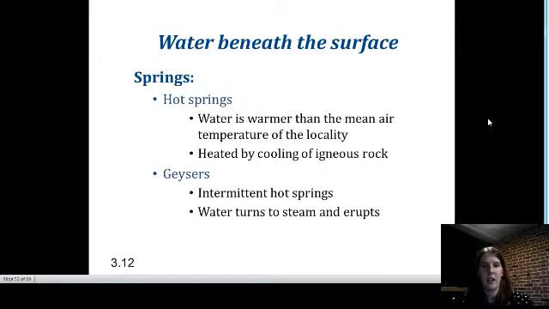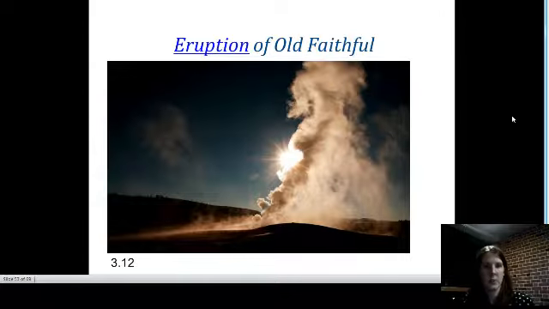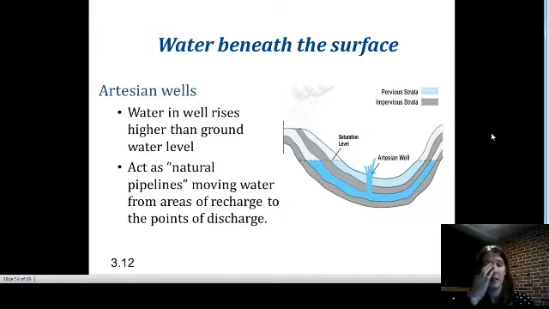Geysers are intermittent hot springs where water turns into steam and erupts. So here's a picture of Old Faithful erupting. If any of you have not made it out to Yellowstone National Park, you should go. It's really awesome and mind-blowing. Moving on.